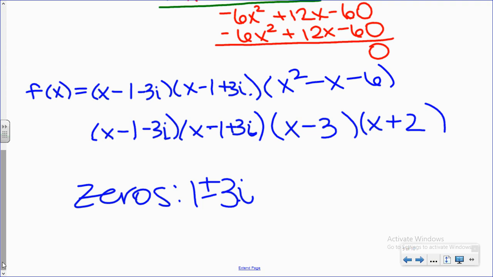I am okay with you writing the zeros like this. You can write them separately, but when they come in conjugate pairs like that, you're welcome to write the zeros in this manner. And then we have zeros of 3 and negative 2.